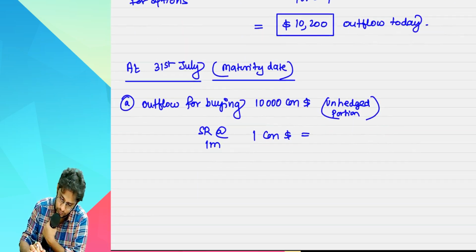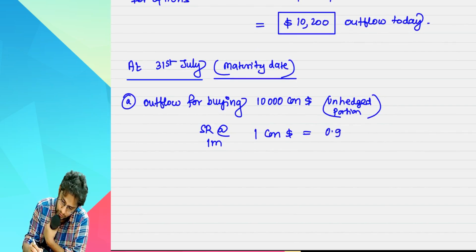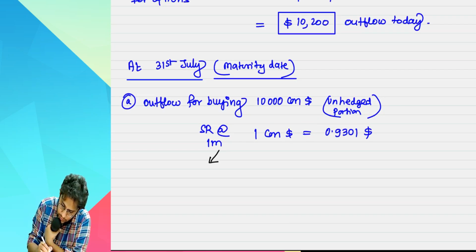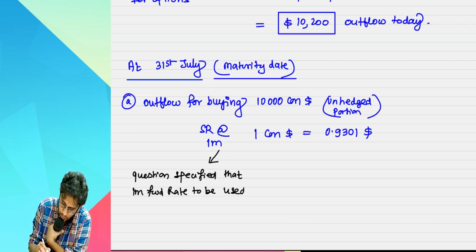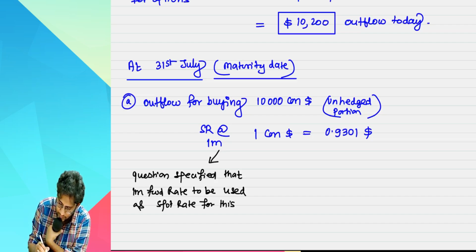So 0.9301 normal dollars. Here, clearly I am writing that the question specified that the 1 month forward rate is to be used as the spot rate for this purpose.